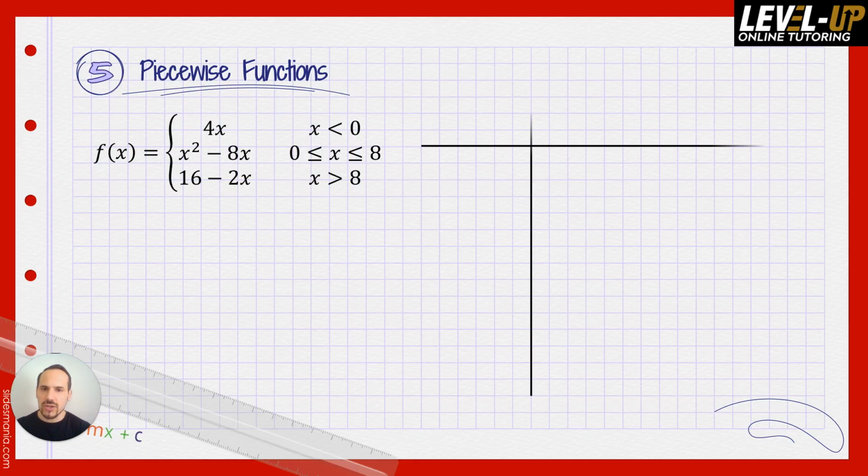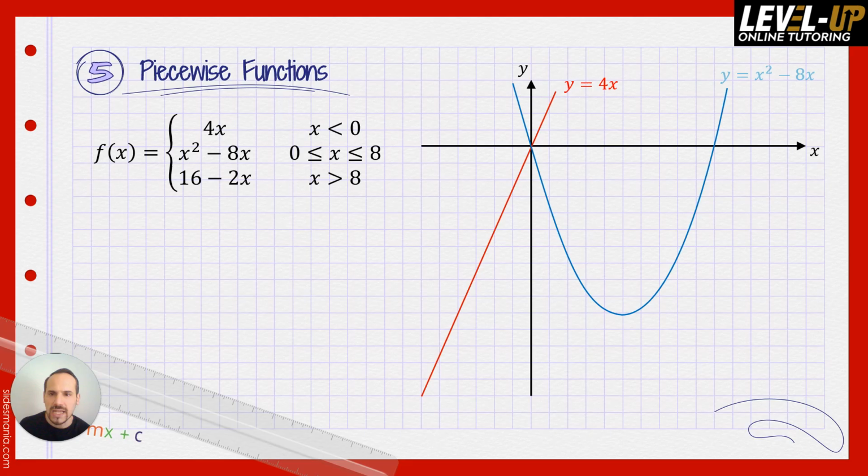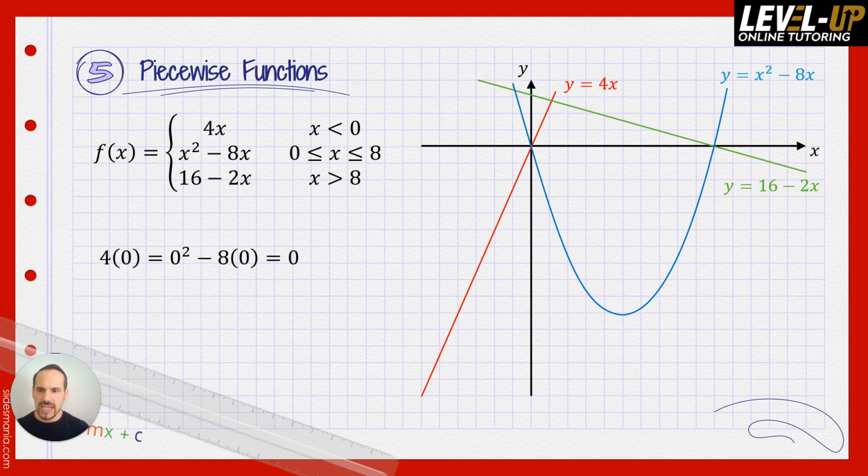So let's try plotting this. Say if I plot the three functions, y equals 4x will look something like this. y equals x squared minus 8x will look like this. And y equals 16 minus 2x looks like this. And you can see they nicely line up at the boundaries. So you'll only ever get asked questions like this where they line up at the boundaries. So you see that there's a boundary as we go from one piece to the next. It does so at x equals 0, and it does so again at x equals 8, doesn't it?